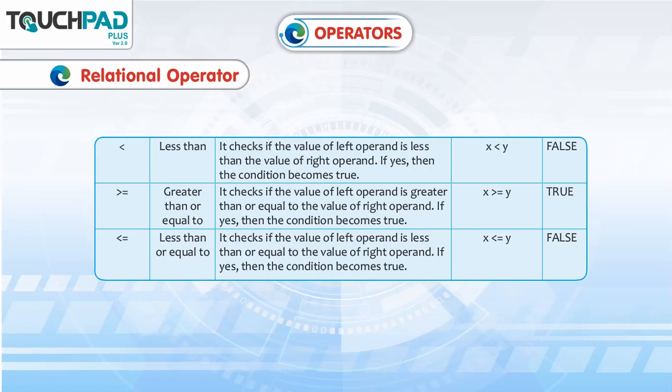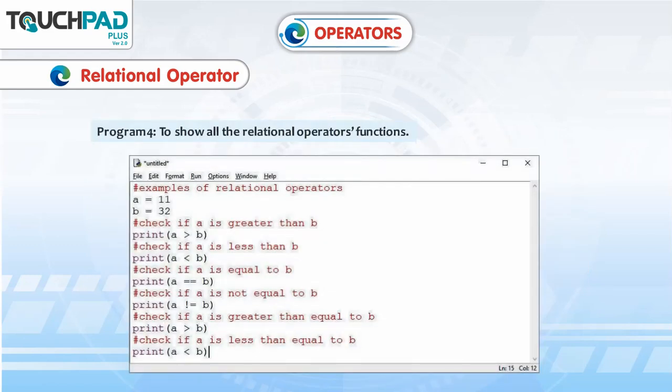Greater than or equal to: it checks if the value of left operand is greater than or equal to the value of right operand. If yes, then the condition becomes true. x >= y is True. Less than or equal to: it checks if the value of left operand is less than or equal to the value of right operand. If yes, then the condition becomes true. x <= y is False. Program 4, to show all the relational operators.